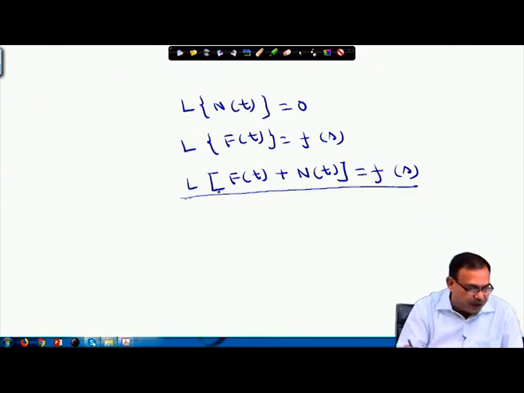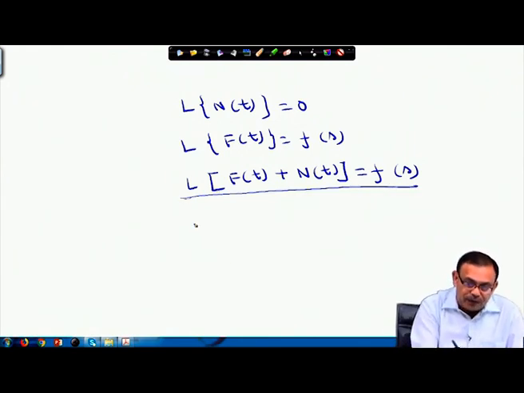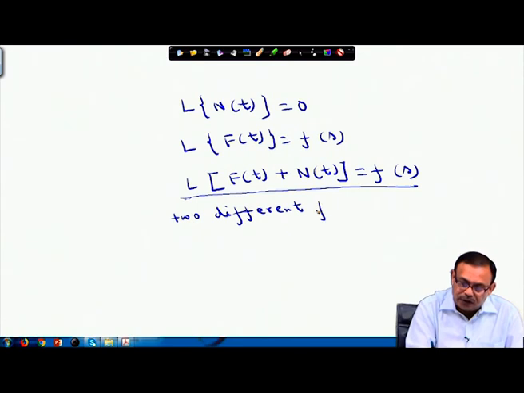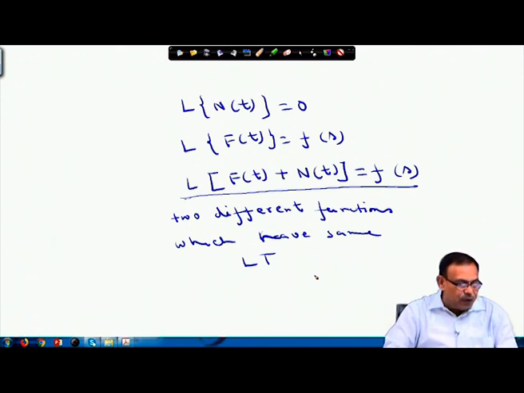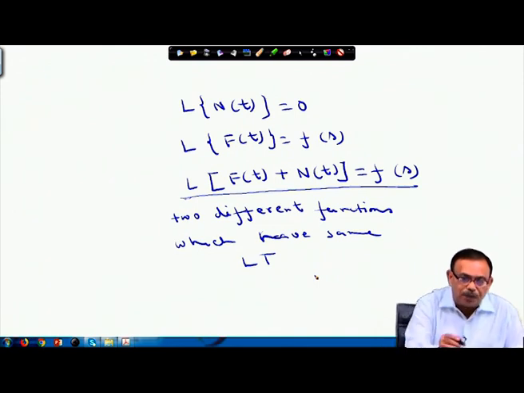What is the meaning of this line? The meaning of this line is you may have two different functions, right? You may have two different functions which have the same Laplace transform. Please note this one, that there may be two different functions which have the same Laplace transform.